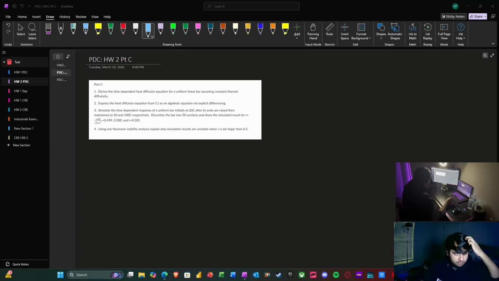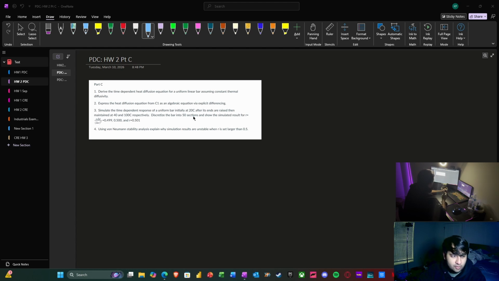So this is Process Dynamics and Control, Homework 2, Part C. What we have today is we're going to be deriving the time-dependent heat diffusion equation for a uniform linear bar, assuming constant thermal diffusivity. And we're going to express the heat diffusion equation from C1 as an algebraic equation via explicit differencing. And then we're going to use Colab to simulate the time-dependent response of a uniform bar, but we'll get to that here in a bit.